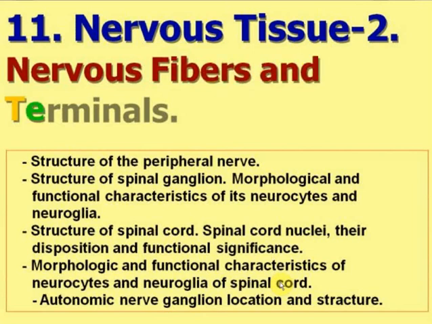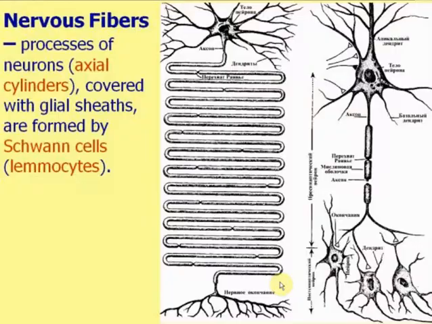Second lecture, nervous tissue, devoted to nervous fibers and terminals. Nervous fibers are processes of neurons called the axial cylinder. They may be axons or dendrites, covered with glial sheaths, which are formed by Schwann cells or lemmocytes.